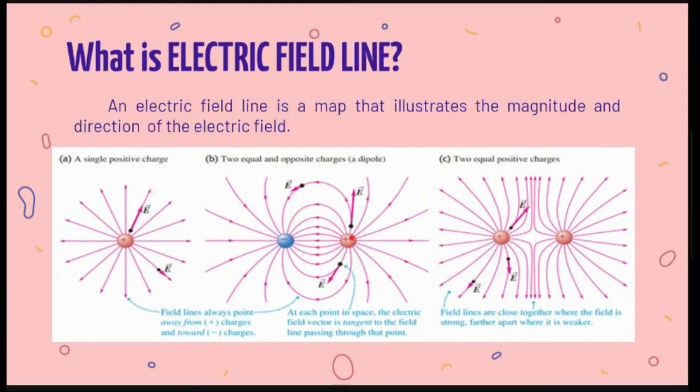Okay? From positive to negative. Now notice, this is the electric field line. At each point in the space, the electric field vector, excuse me, this one is tangent to the field line passing through a certain point.